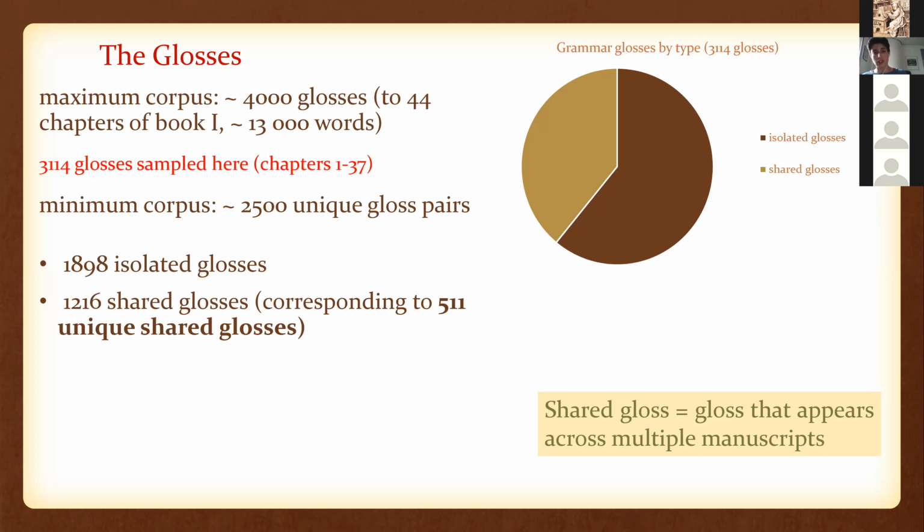These glosses can be distinguished into two types. On one hand, isolated glosses that appear only in a single manuscript. And on the other hand, what I will be calling shared glosses, that is, glosses that appear in at least two manuscripts or more. There are 1,216 glosses in the maximum corpus, or it could be 1,511 in the minimum corpus. So about 1/5 of the minimum corpus are shared glosses. And this is the material I will be working with.